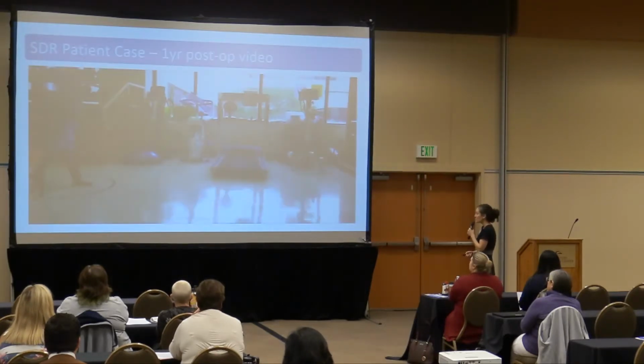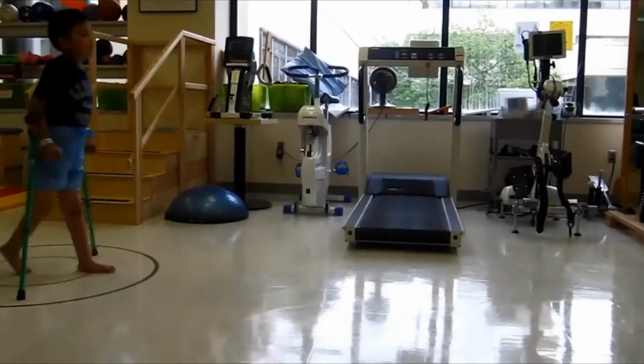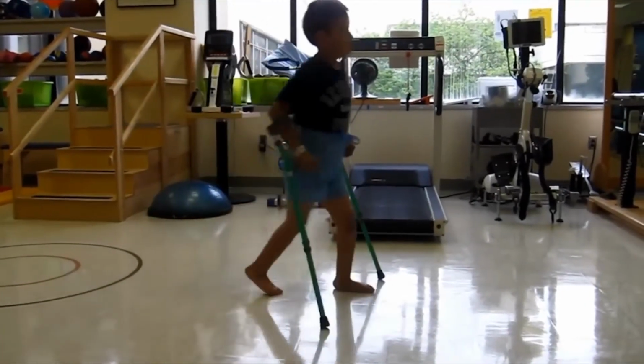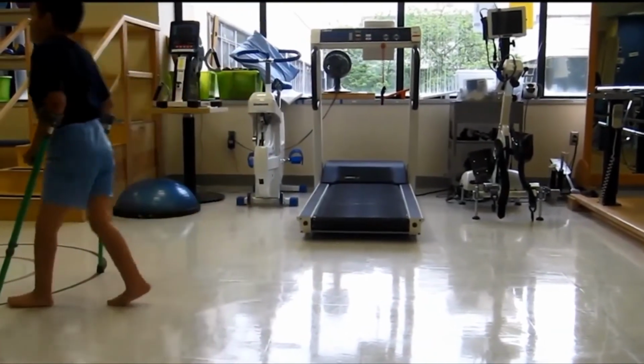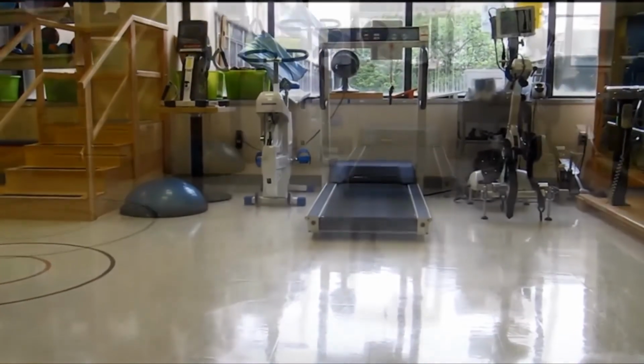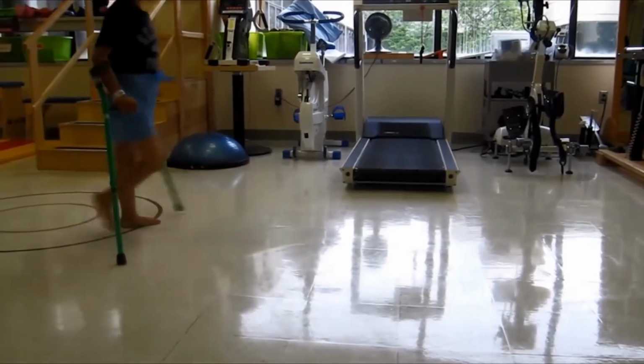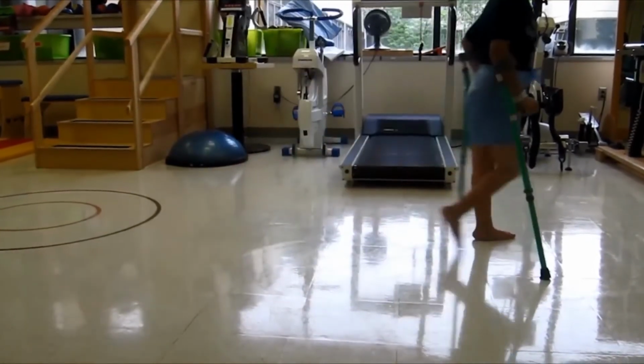So this is him post-SDR, 1 year post. You can see his assistive device is a lot less restrictive. He's walking with Lofstrand crutches now, and he's able to get that foot flat. He's not as high up on his toes.